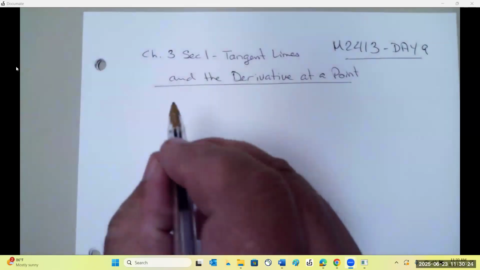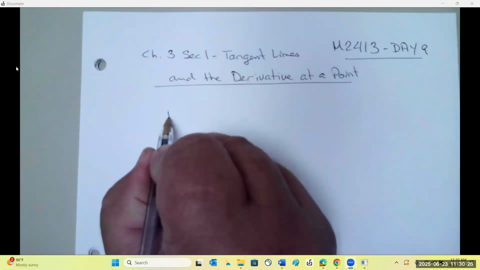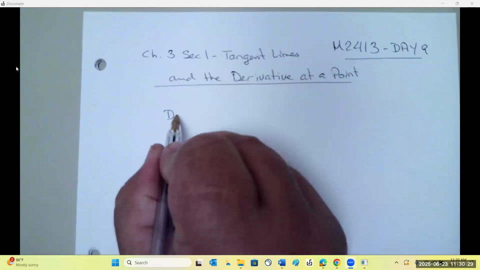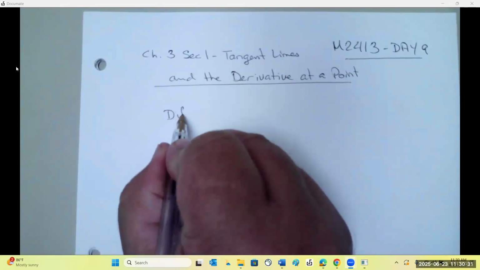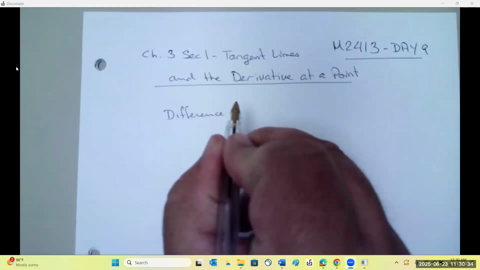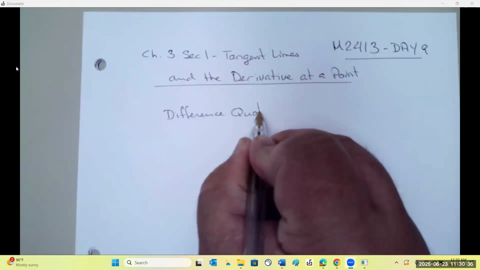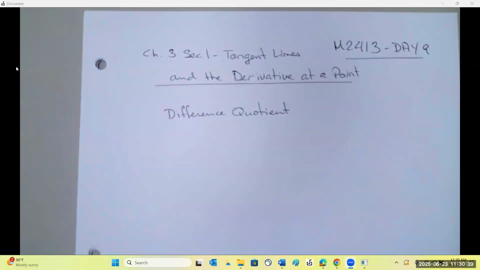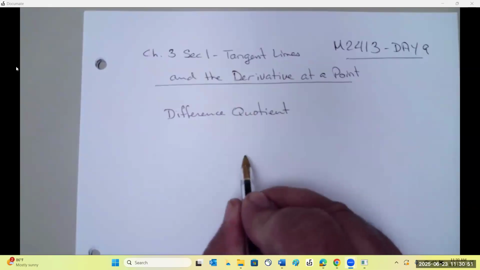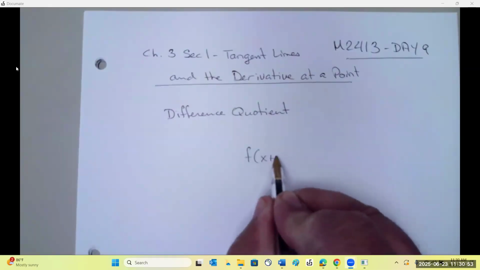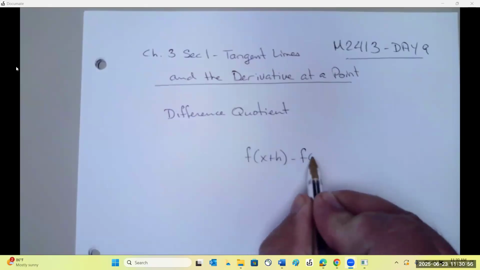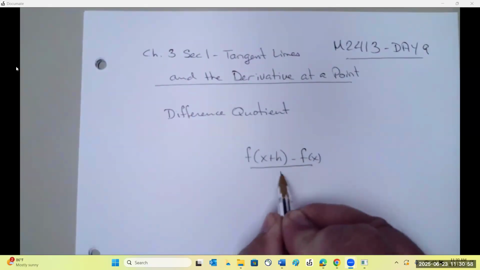In Chapter 2, we first discussed the difference quotient. What was the difference quotient? It's f of x plus h minus f of x all over h.